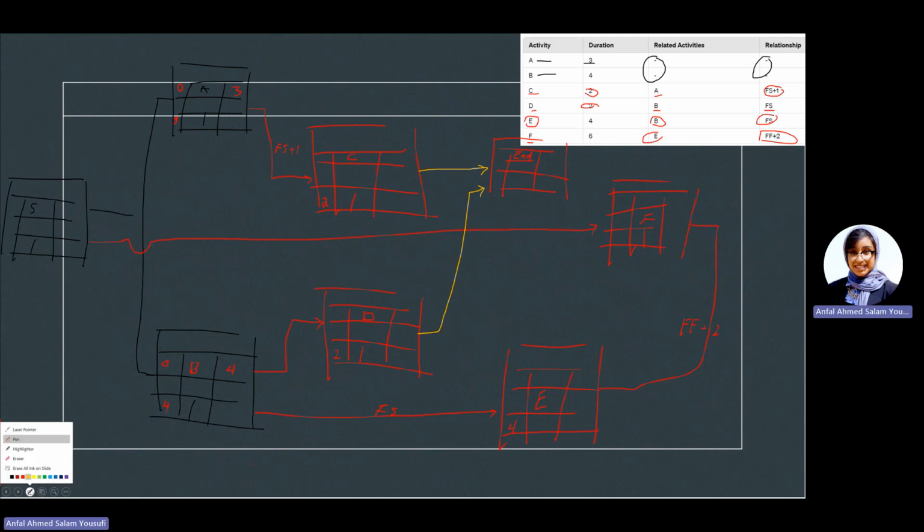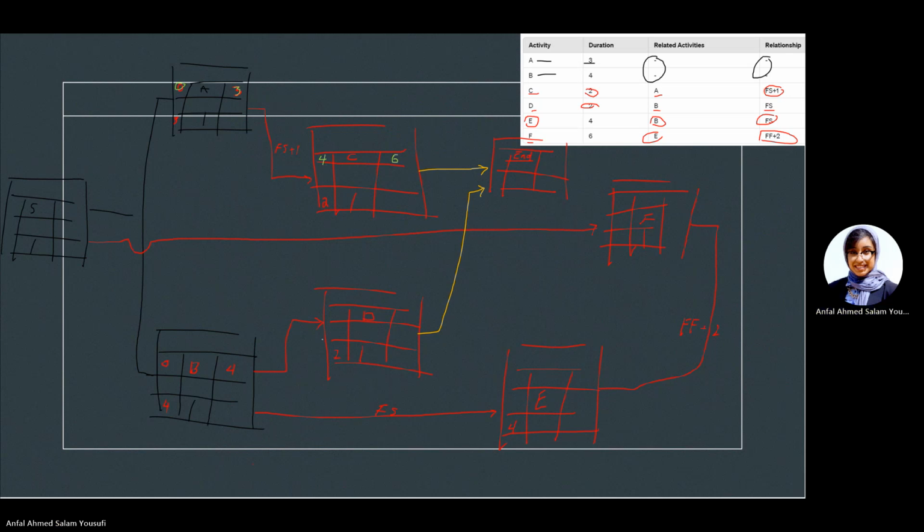Let's plug in the numbers now. Let's do the opposite and start plugging in the numbers. I'll use green for forward pass. So we did 0 and 3. So here 0 and 4. So let's do A, B, C. Let's do C. So C, I can only start it if I finished A and I waited 1 day. So 3 plus 1, that is day number 4, that is the earliest I can start. If my duration is 2, so 4 plus 2, the earliest I can finish is day number 6.